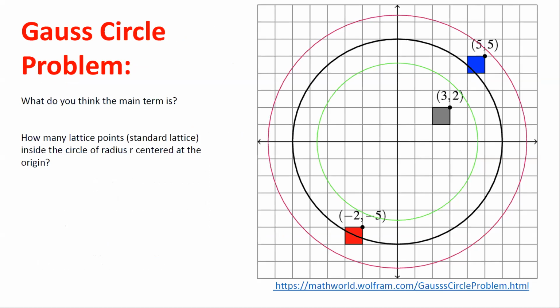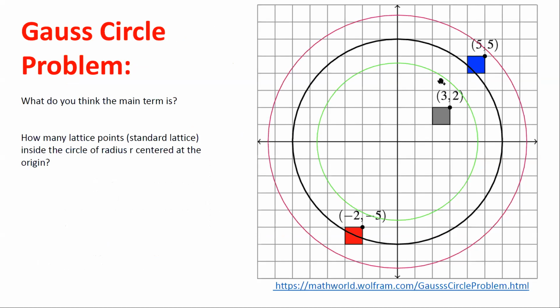Okay, so we've identified the main term. Let's try to prove it now. And so here is a plot of points. And what we're doing is we're looking at 2 different circles. And the real question is, what radii do you want to take for the circles? And there's a couple of ways that we can do this.